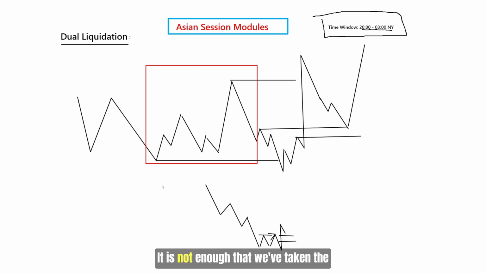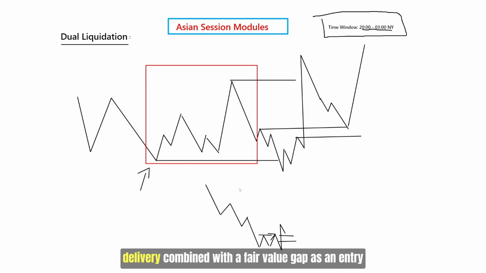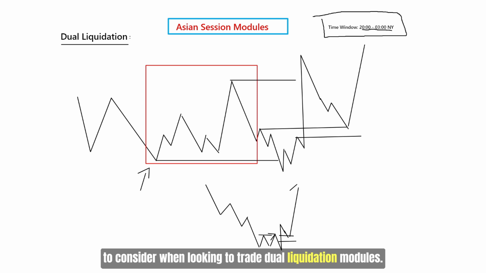It is not enough that we've taken the liquidity pool, in this case here, and we've printed a bullish candle as an example. You need to see this change in the state of delivery combined with a fair value gap as an entry point, which would be the example over here. Now, there's a few more things that you need to consider when looking to trade dual liquidation modules.